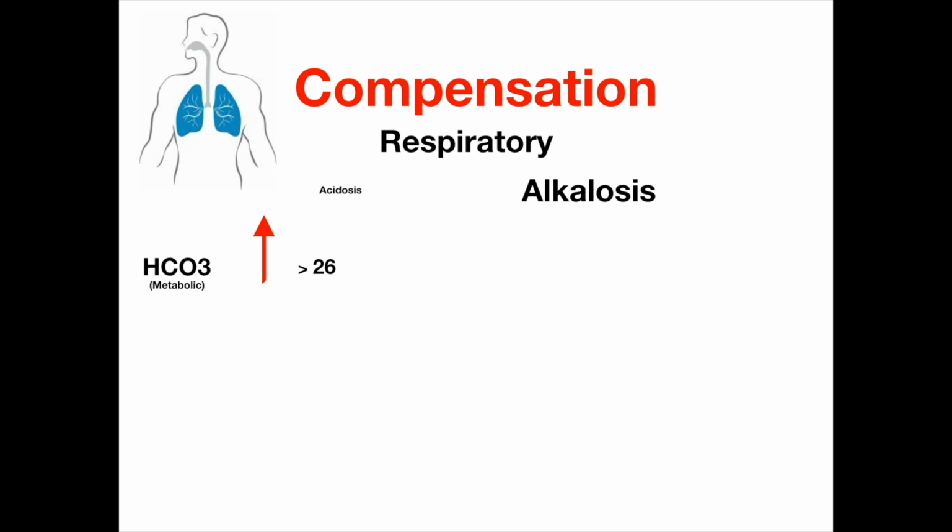When we have respiratory alkalosis, it's going to do the opposite. The body will compensate by decreasing the amount of bicarbonate. For us to conclude that there's compensation, the increase or decrease has to go outside the normal range. So it has to be higher than 26 or less than 22. If the bicarb is still within normal limits, then there is no compensation going on.